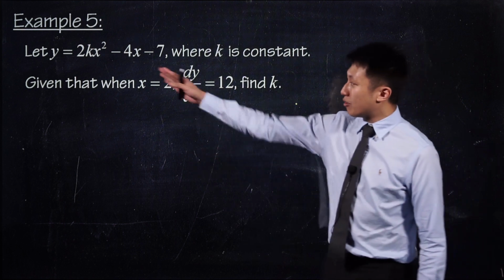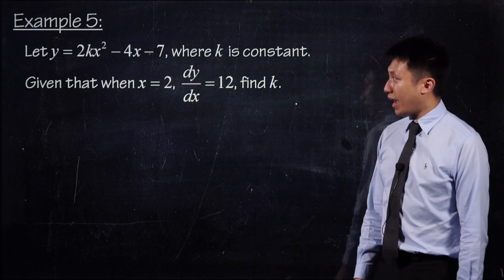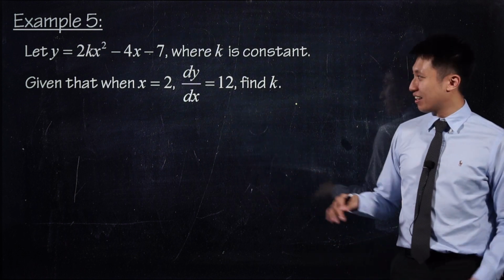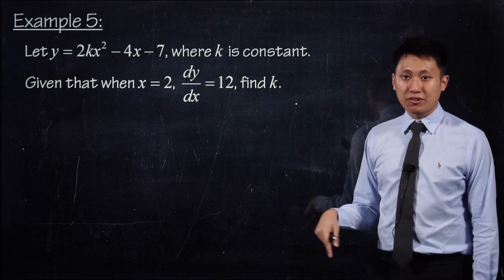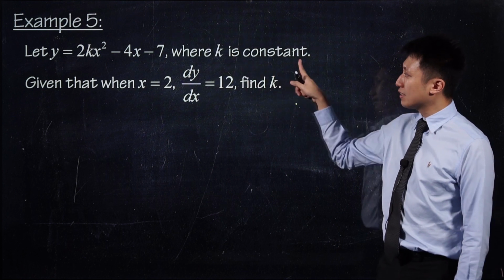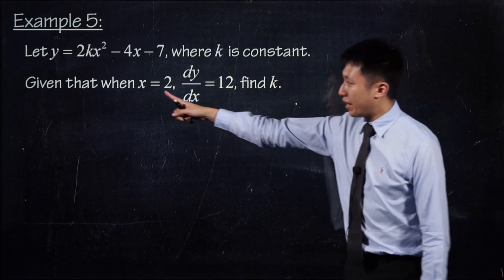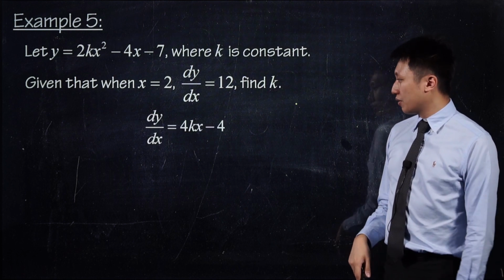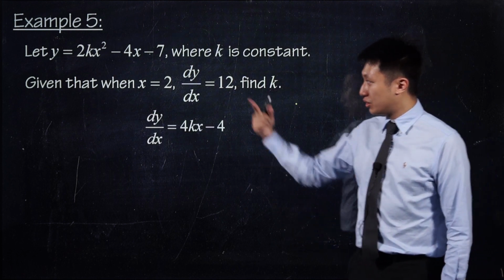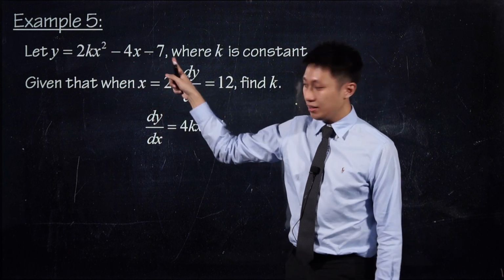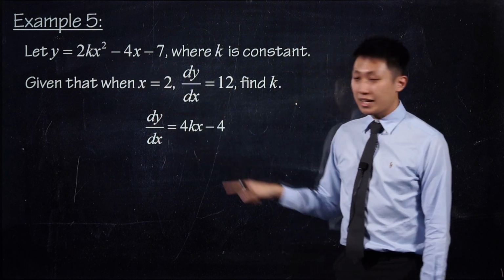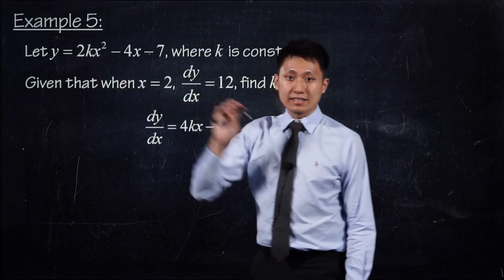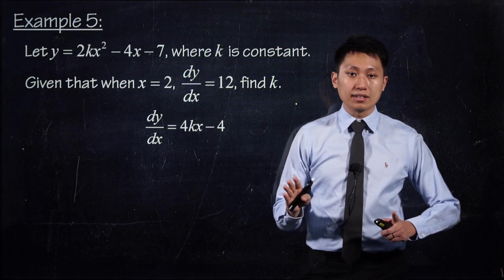So let y equal 2kx squared minus 4x minus 7, where k is a constant. It looks like an SPM question now, right? Given that when x equals 2, dy/dx is equal to 12, find k. So what you do now is differentiate. dy/dx is equal to 4kx minus 4. K is a constant, so you treat it as a constant.